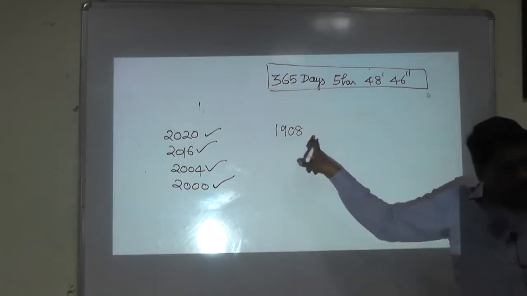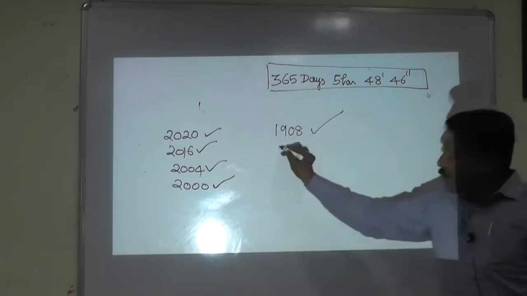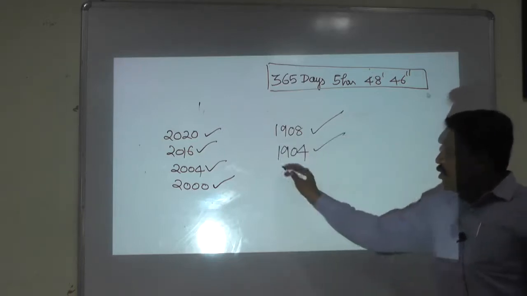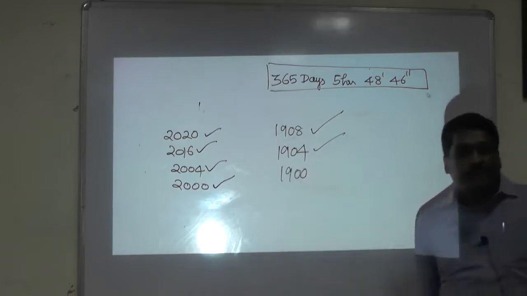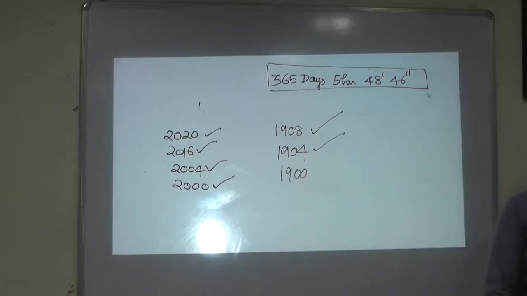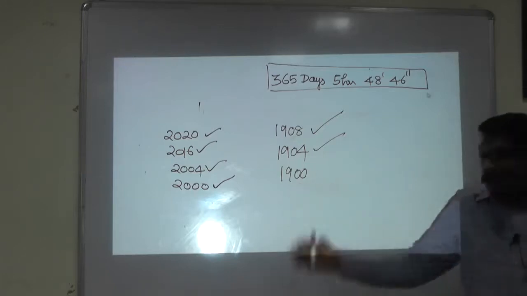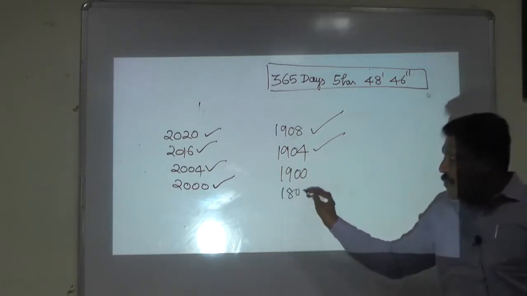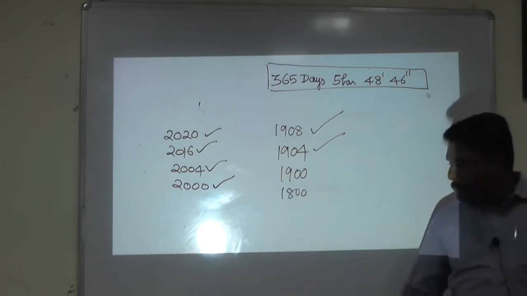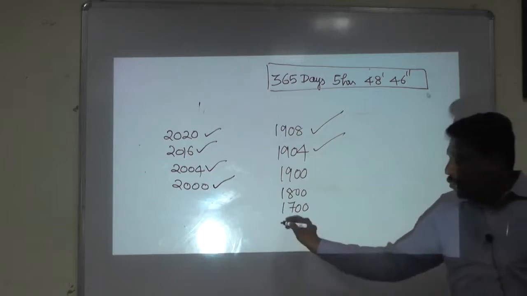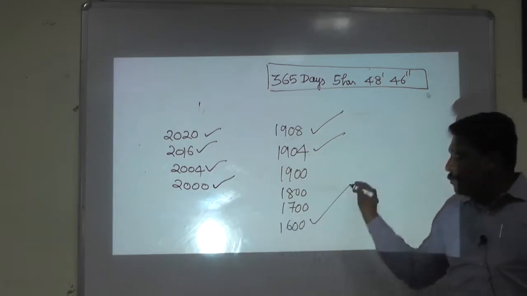Yes. Is it a leap year? Yes. Very good. What about 1904, my friend? Yes. What about 1900? Not a leap year. What about 1900? But it is divisible by 4? What about 1800? Was it a leap year? Not a leap year. What about 1700? Is it a leap year? What about 1600? Is it a leap year?